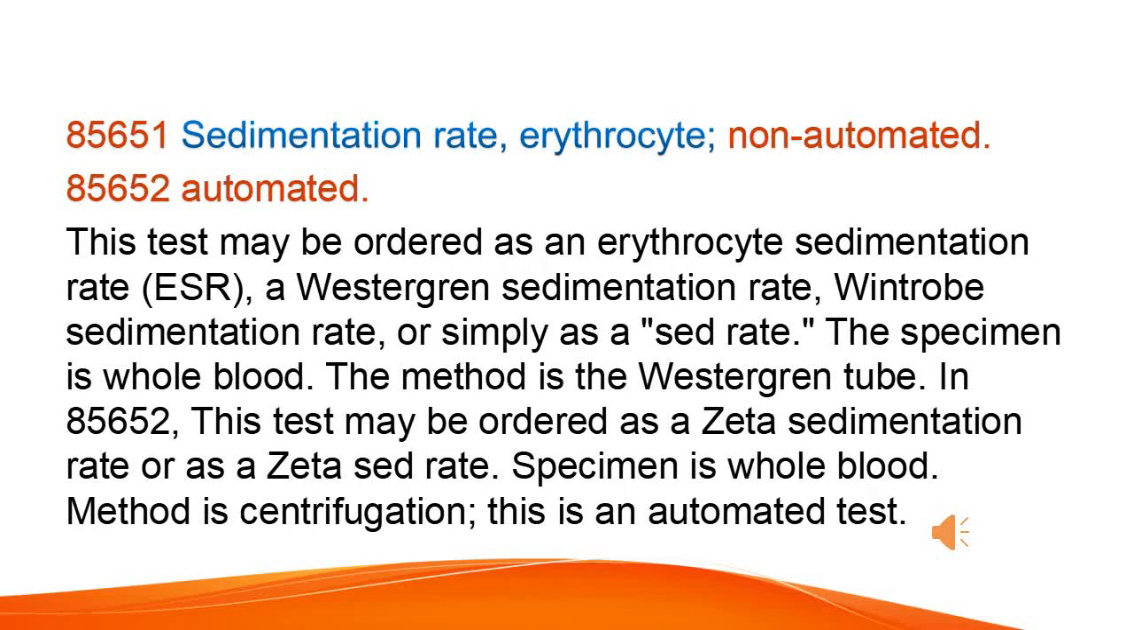Sedimentation rate, erythrocyte, non-automated. Automated. This test may be ordered as an erythrocyte sedimentation rate, ESR, a Westergren sedimentation rate, Wintrobe sedimentation rate, or simply as a sed rate. The specimen is whole blood. The method is the Westergren tube.